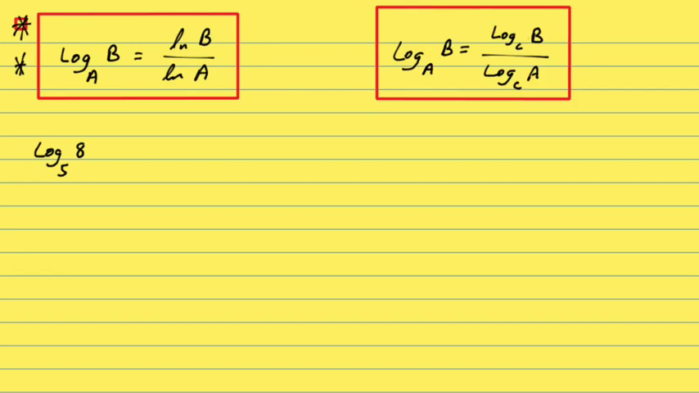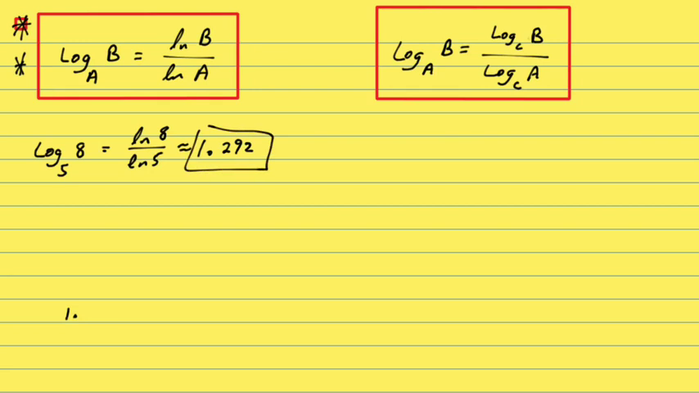5 to the 1 is 5. That's less than 8. 5 to the 2 is 25. That's bigger than 8. I assume it's going to be 1 point something, right? So here's how you do it. You do natural log of your argument divided by natural log of your base, and that will give me what this equals. So I'm going to do natural log of 8 and divide by natural log of 5, and I get 1.292. So that's how I would change the base.